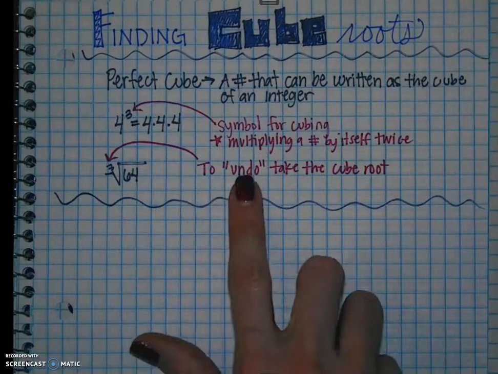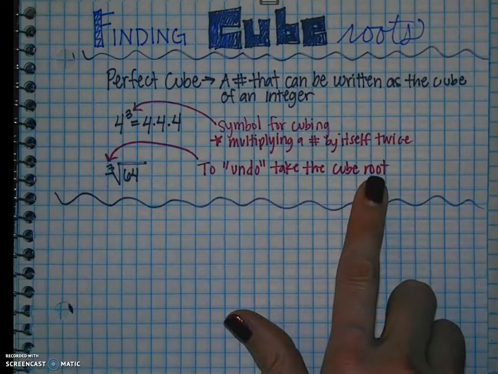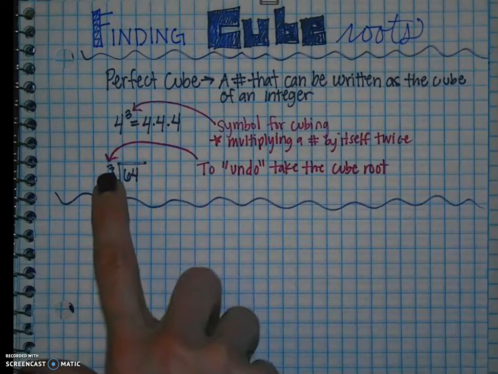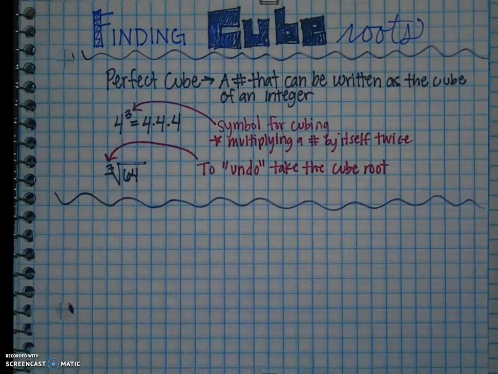To undo it, you're going to take the cube root. This is the symbol for a cube root. So instead of a square root, you have a little 3 hanging over it. Okay? And then we're going to get more into how you find those cube roots. So make sure you get that vocab written down and those examples, and then we'll move on.